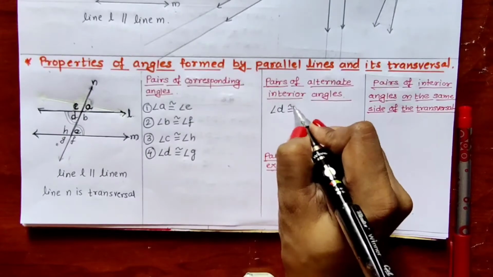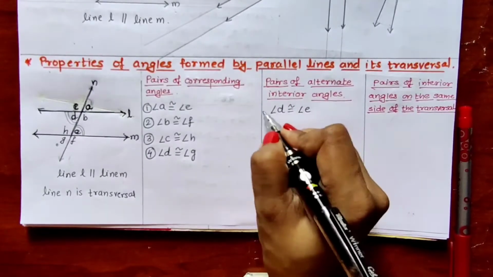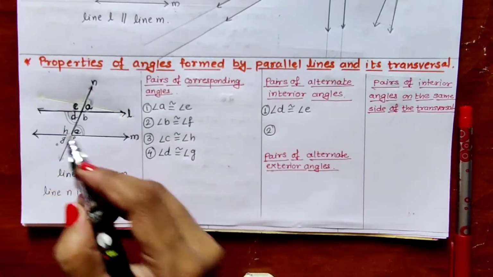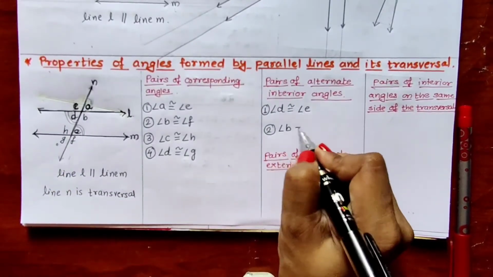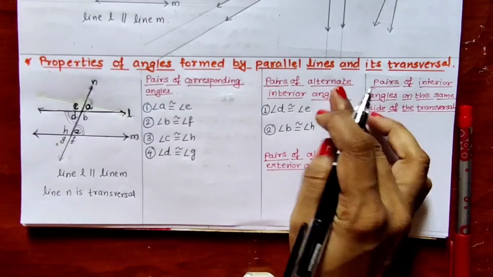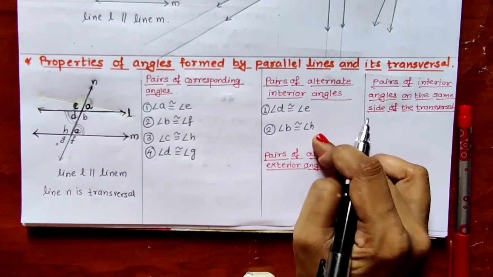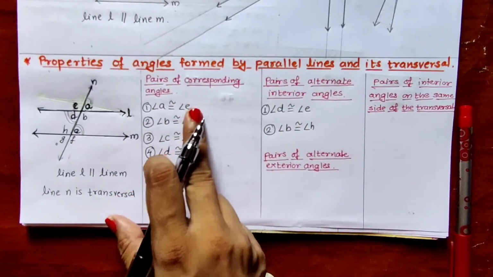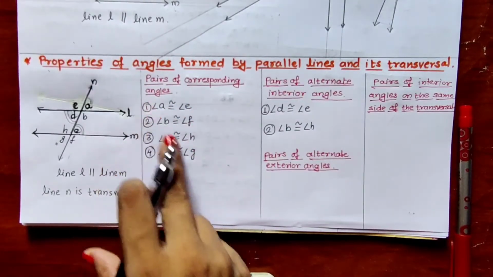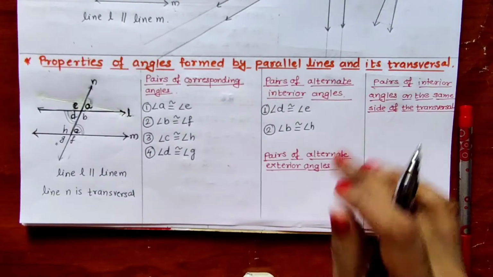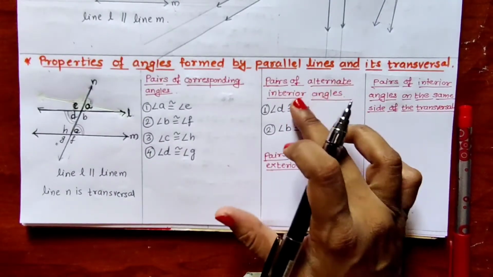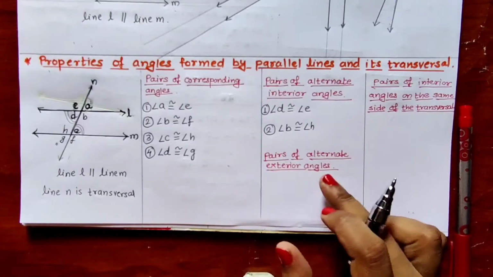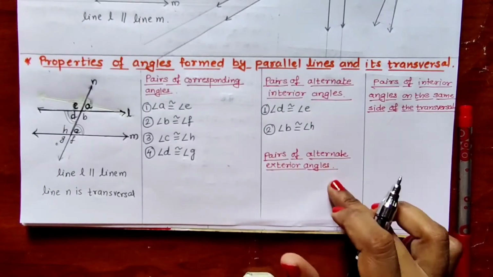Angle D will be congruent with angle E. This is the one pair, and in the second pair we can write angle B is congruent with angle H. So these are the two pairs of alternate interior angles. We get only two pairs of alternate interior angles. For corresponding angles we will have four pairs, but for alternate interior angles we will have two pairs only.